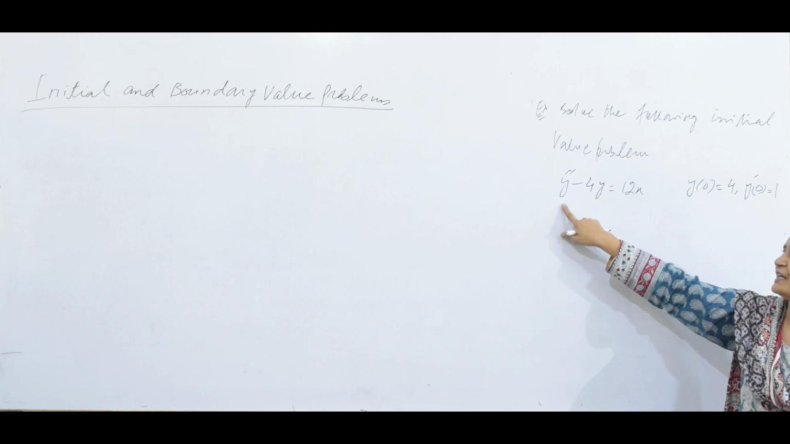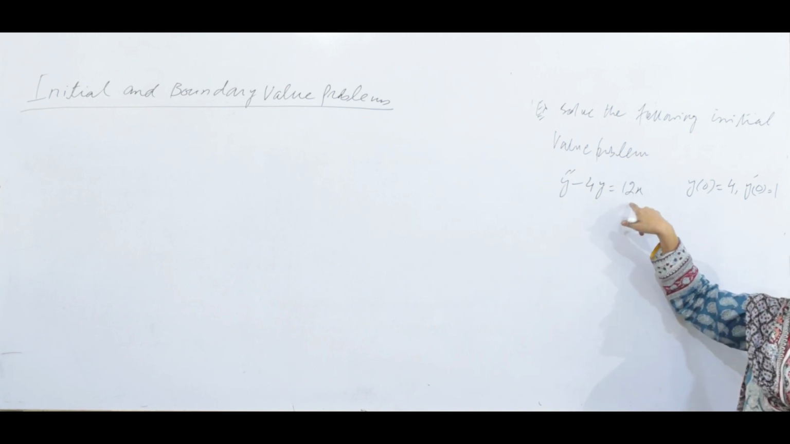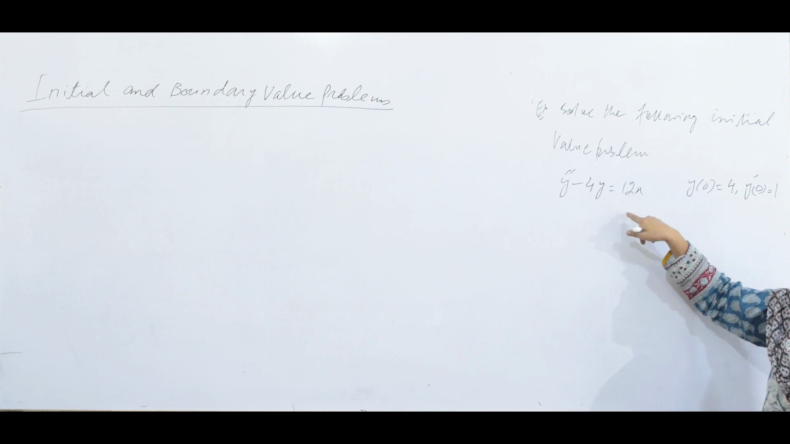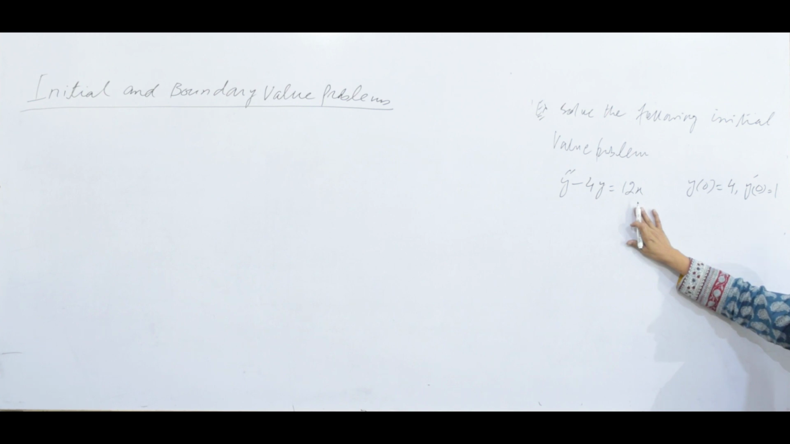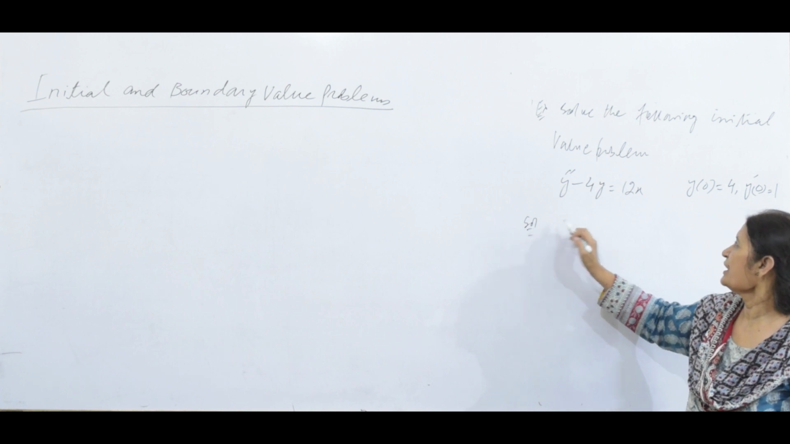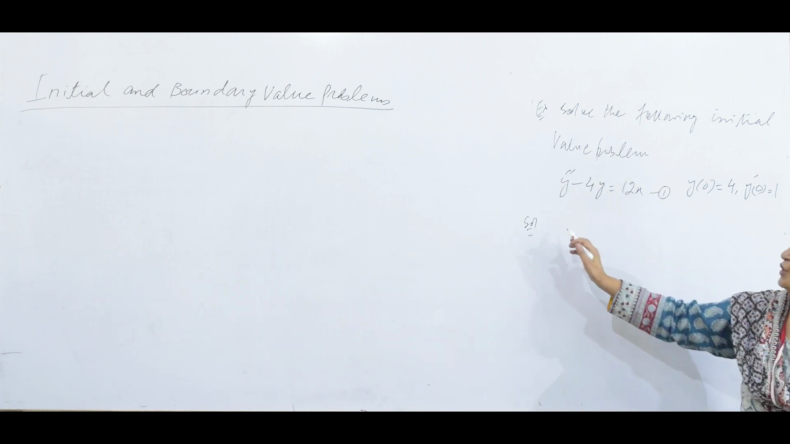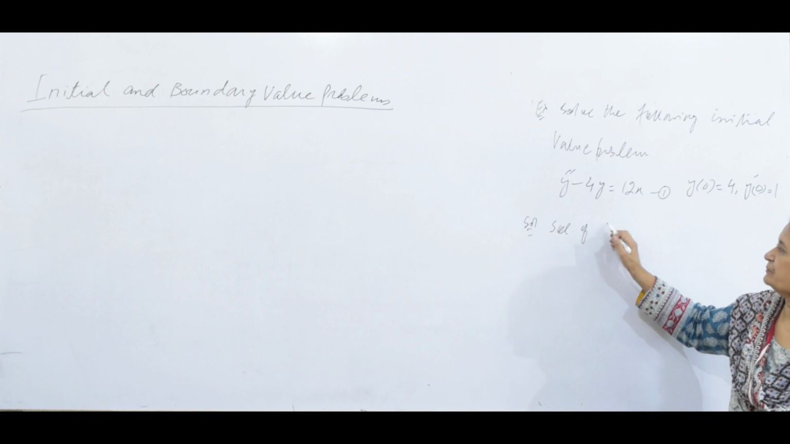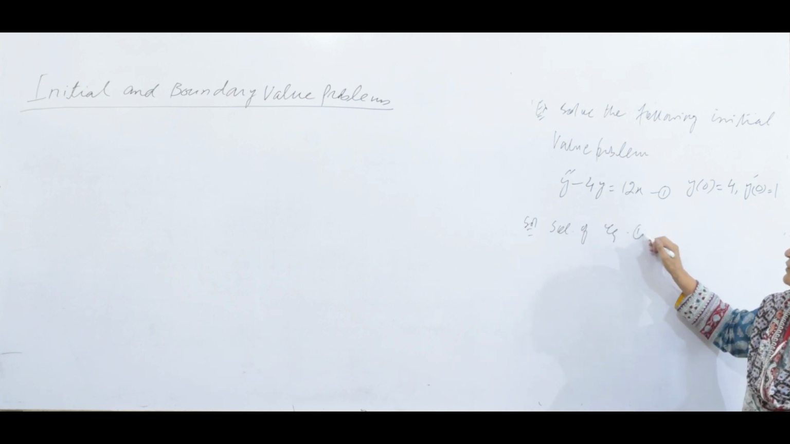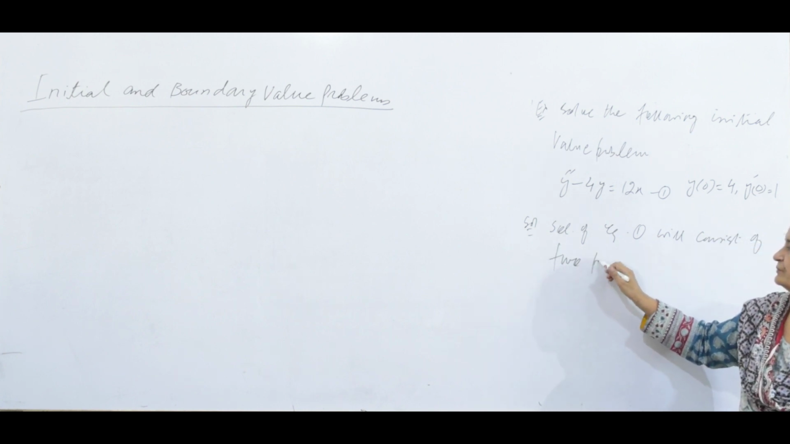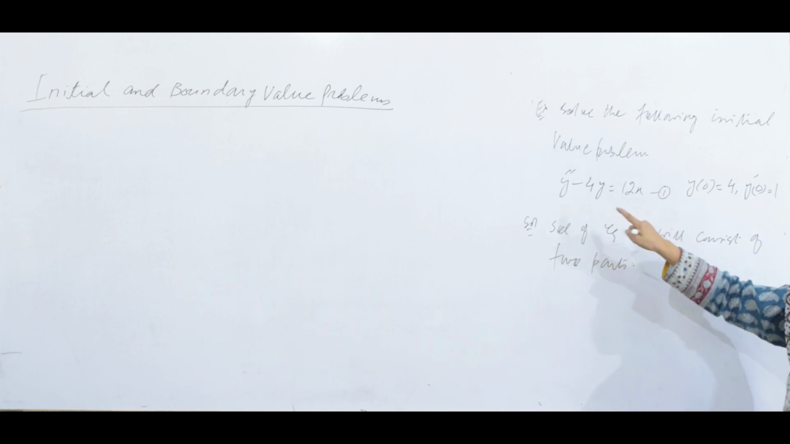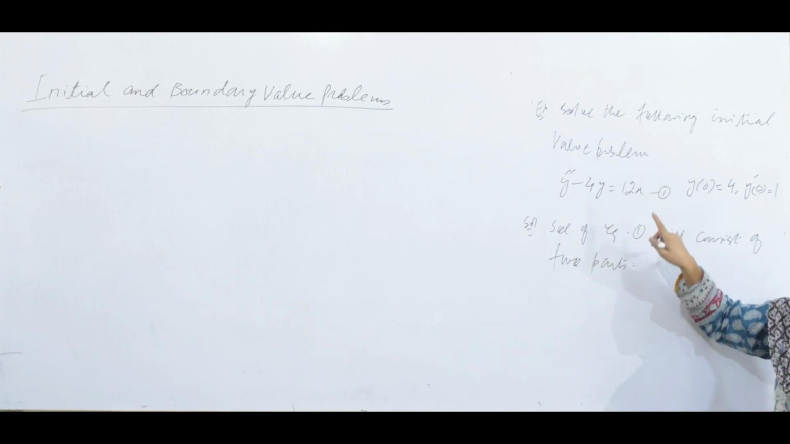Here there are two terms, one is the derivative, one is the dependent variable, but here this is an unknown function, you do not know which function it is. So this is a second order linear non-homogeneous differential equation. Let me call it 1. Solution of equation 1 will consist of two parts. Since it is non-homogeneous, we have two parts for the solution.